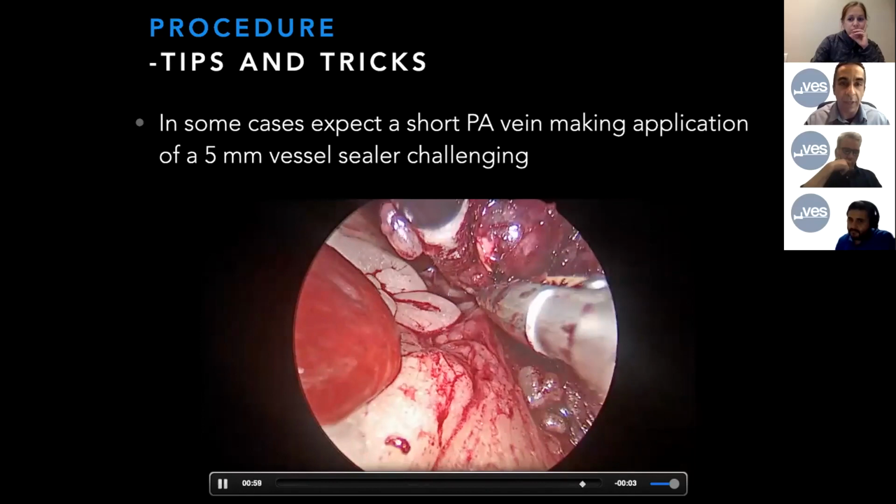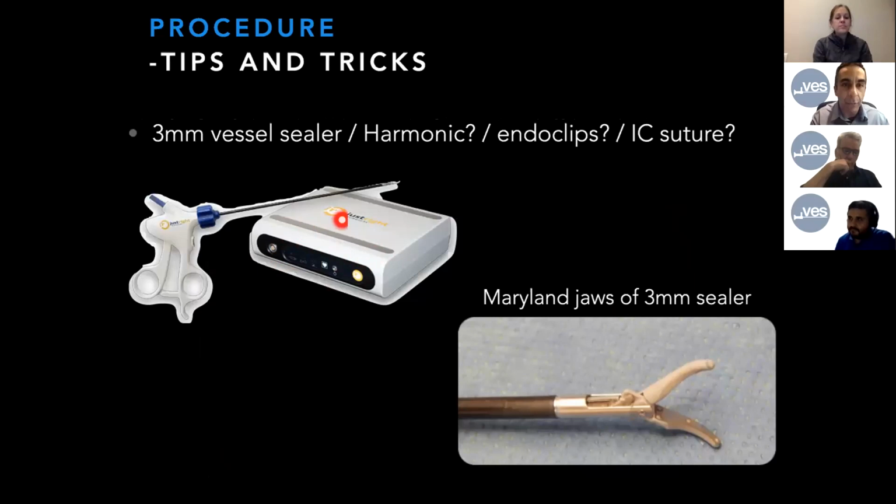This is an image of the 3 millimeter sealer. It just seals, it doesn't cut, it's not a big deal. And then there's a close-up of the jaws. It's got a Maryland tip. I think it would be a great dissector as well. Obviously that's its purpose. And it's used extensively in pediatric surgery. So I think it would work well in our hands. But again, would love to hear what others have used in situations like that.